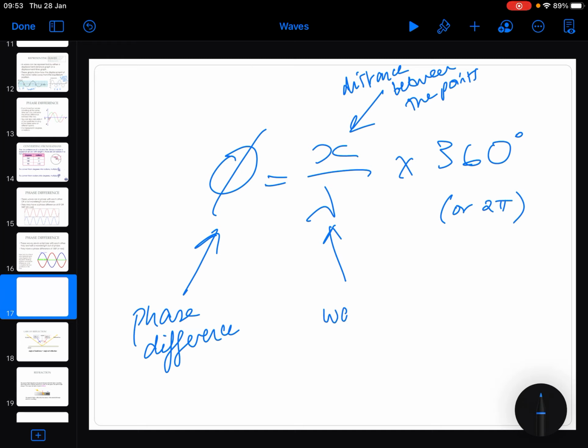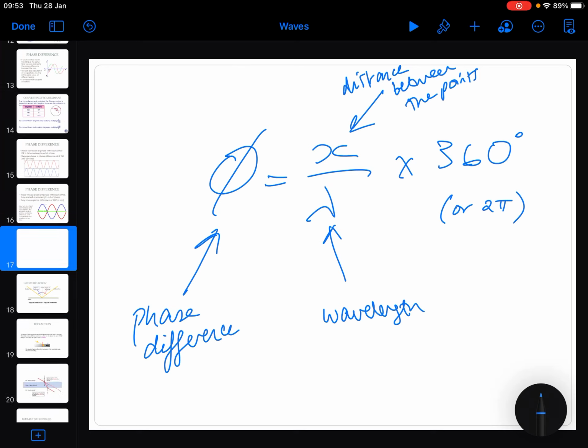Lambda is obviously wavelength, and then 360 degrees or 2 pi. So phase difference is effectively the proportion of a wavelength that the 2 points on the wave are different, times 360 degrees or times 2 pi. So if you've got a whole wavelength, you end up with wavelength over wavelength times 360, hence why you get a phase difference of 360. Or if you're half a wavelength out, half times 360. So you can see how that works out.